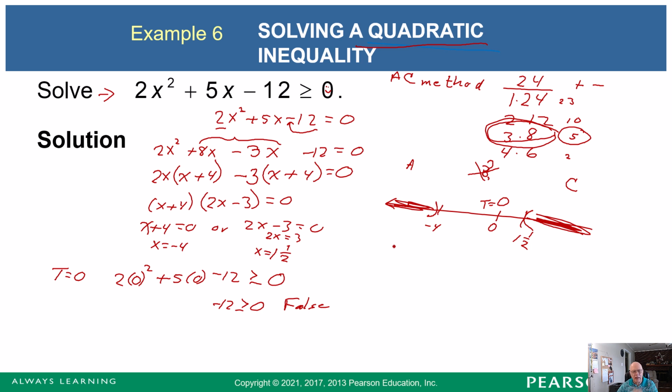For intervals, that means we've got -infinity to -4. Remember, oops, it's supposed to be a bracket, isn't it? Because equals is included. So -infinity to -4, bracket, because -4 is included. On the other side, it starts at 1 and 1/2 and goes to positive infinity. And of course, with all infinities, you always have parentheses.